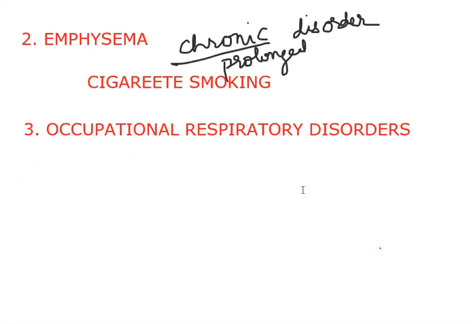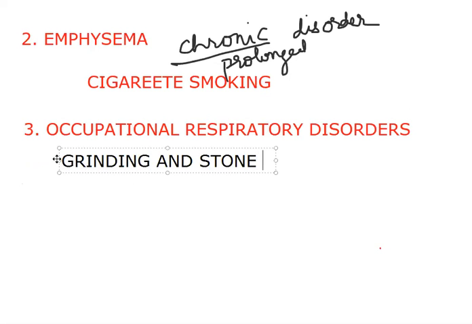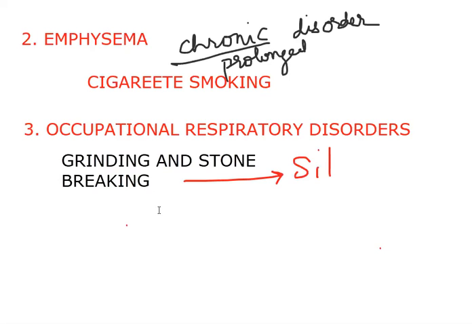That means in industries, especially those involving grinding or stone breaking. In industries like grinding and stone breaking, we are taking some examples here. In the granite industry, grinding and stone breaking, a large number of sand particles are raised as small aerosol-like particles. So breathing and working there makes what? Silicosis. There the problem will come, that is silicosis.